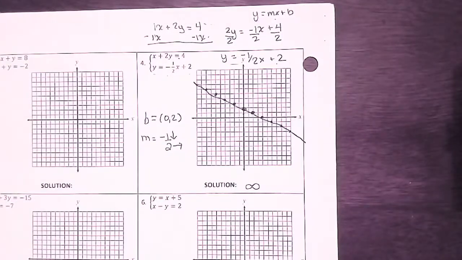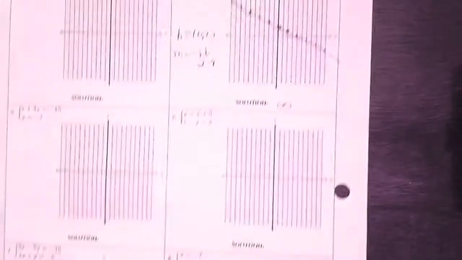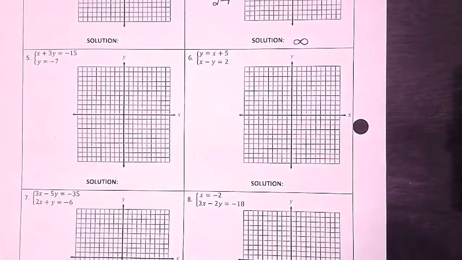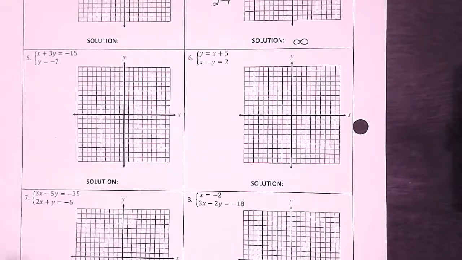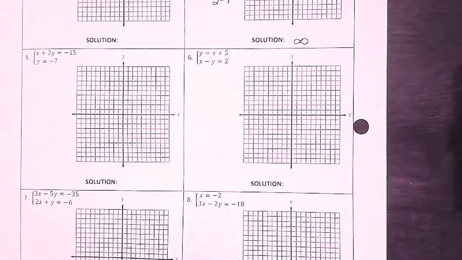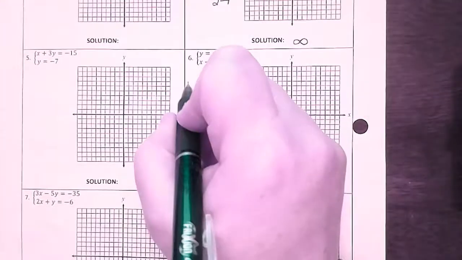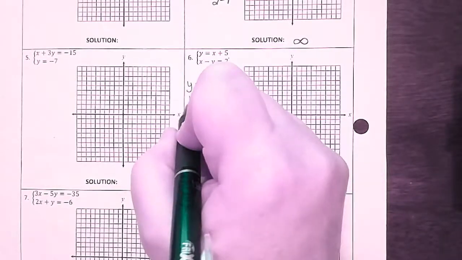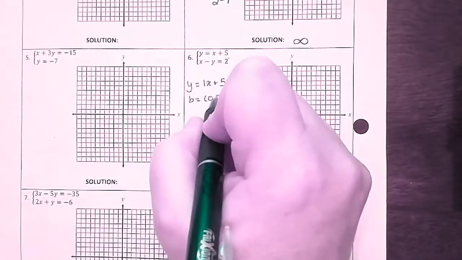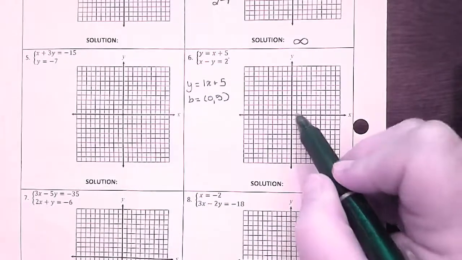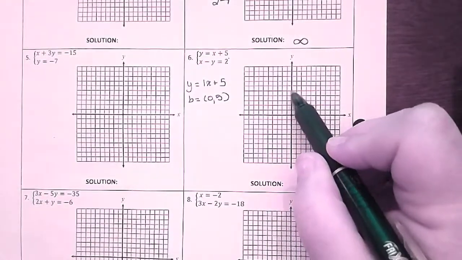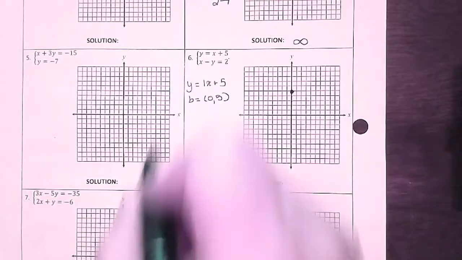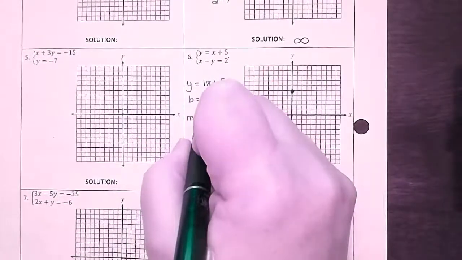All right. Okay, now let's look at number 6. Now, again, one of these is in slope-intercept form and one of them is not. So this first one is in slope-intercept form. Okay, so I've got y is equal to 1x plus 5. So my y-intercept is 0, 5. So it's 1, 2, 3, 4, 5. Okay. And my slope is 1, which is 1 over 1.